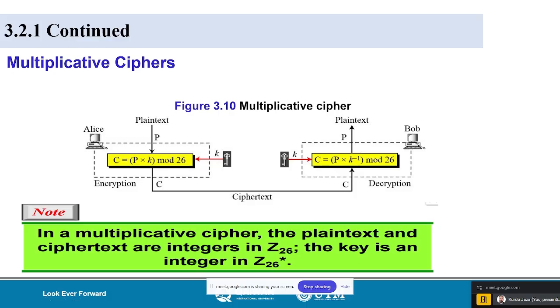Again, in chapter 2, or in the video, I have explained what the inverse cipher, or what the multiplicative inverse, means. Now, in the multiplicative cipher, the plaintext and the ciphertext are integers in Z26. The key is an integer in Z26 asterisk.